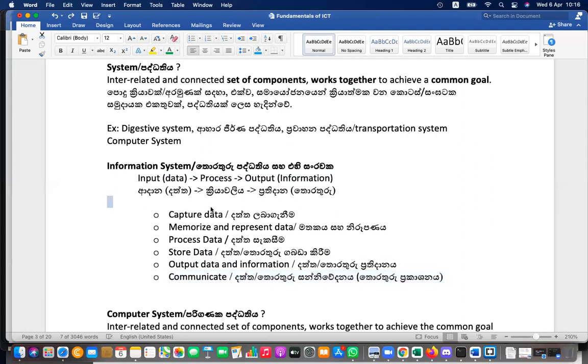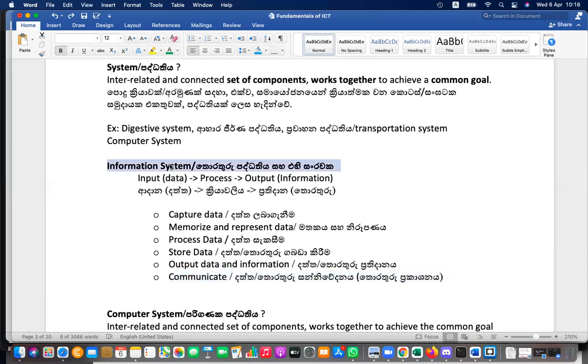Okay, think about what we are doing now. I'm capturing data. I'm memorizing, representing, that is this note. I'm processing, I have processed, that is this organized, bold, italic, underline, point format, or everything is there. And I'm storing, I have saved this file, then I can reuse it. I'm outputting this, you can see the screen. Yes. That is my output. And I'm verifying, can you see? Can you hear me? That is communicating.